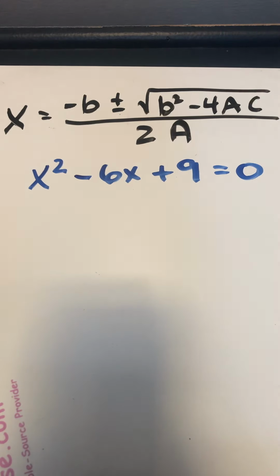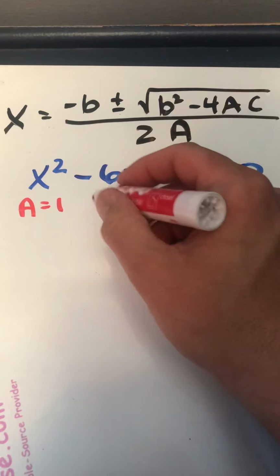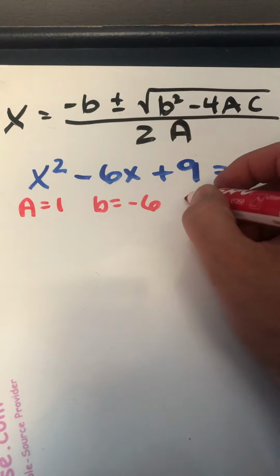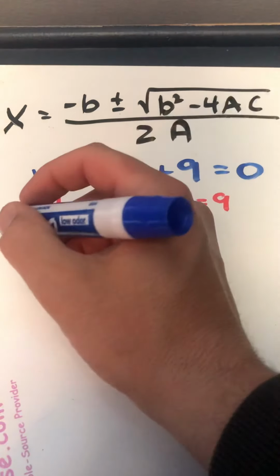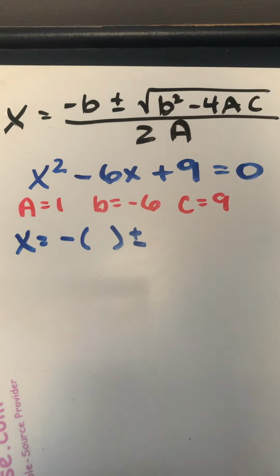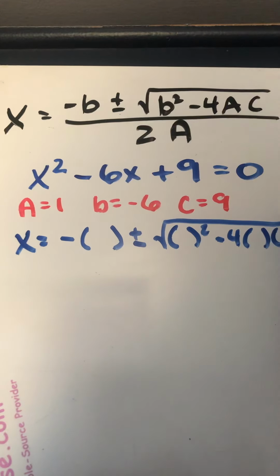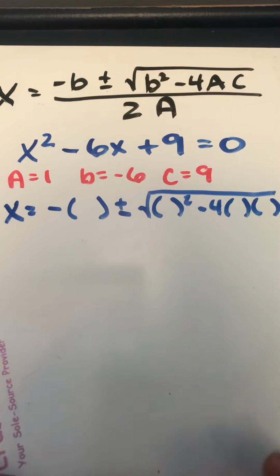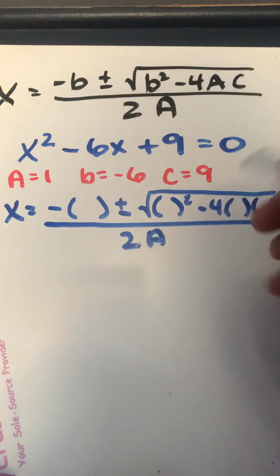So our very first step here is to identify a, b, and c. A is the coefficient on the x squared term, b is the coefficient on the x term, and c is our constant term at the end. From here, we're going to substitute those values into the quadratic formula. Since the quadratic formula reads x equals negative b, we're going to keep that, plus or minus, we'll get back to that in a second, the square root of b squared minus 4 times a times c, all over 2a. So the whole right side divided by 2a.